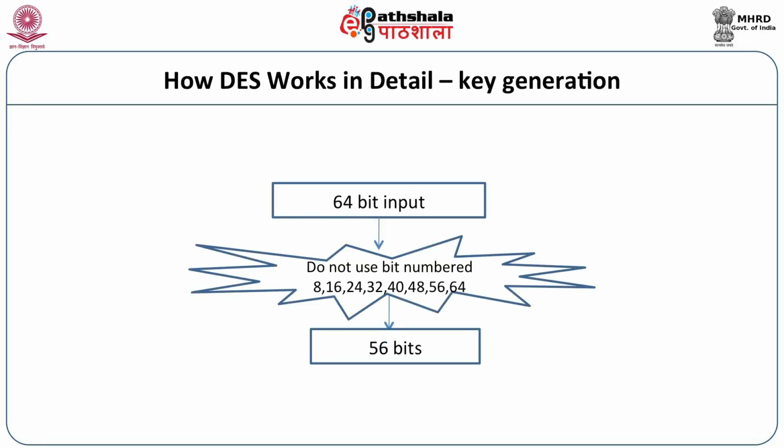64-bit input, we want 56 bits out of this 64-bit input, so we need to discard 8 bits. Which 8 bits are we going to discard? We are going to discard bit numbers 8, 16, 24, 32, 40, 48, 56, 64. All in the gap of 8, the bits would be discarded.